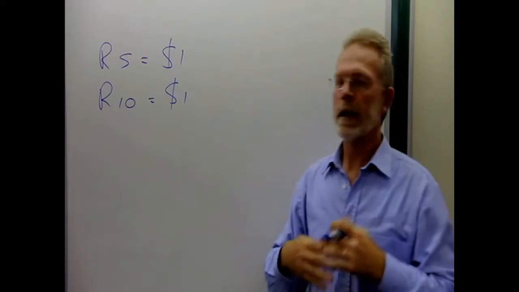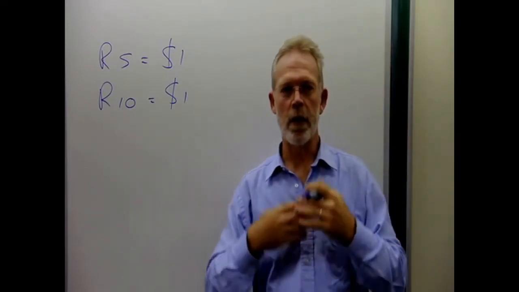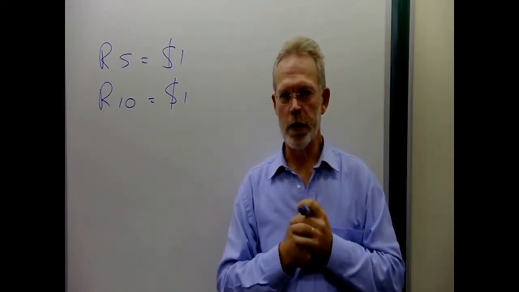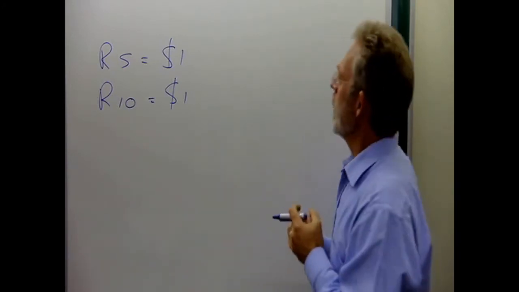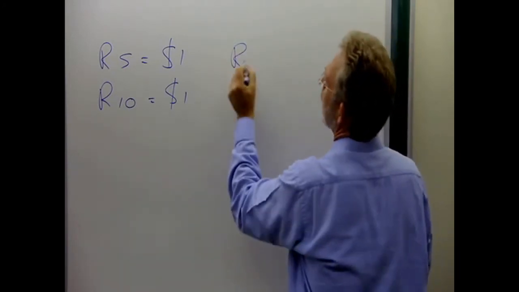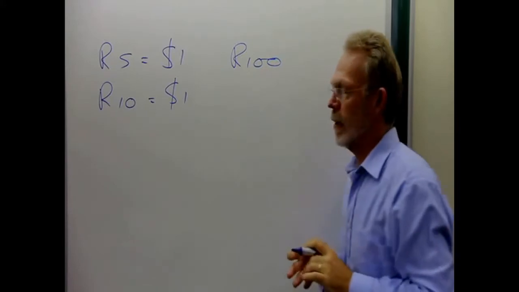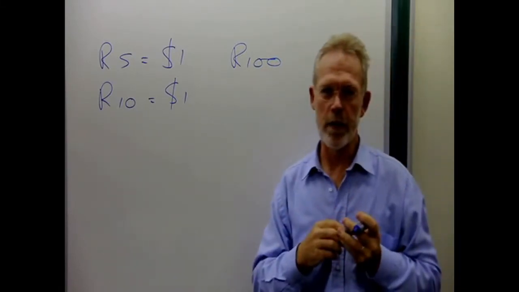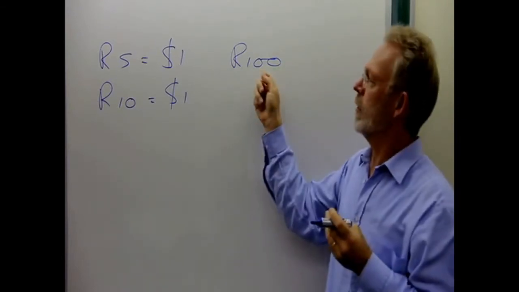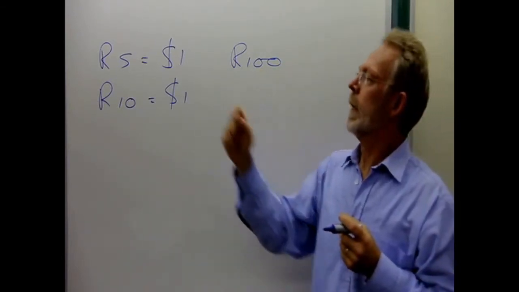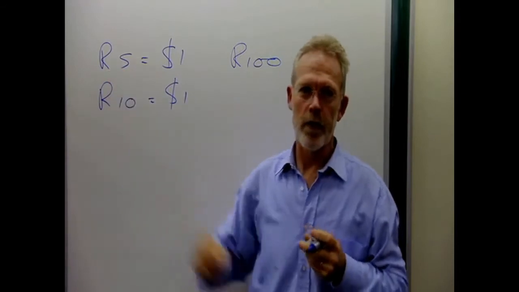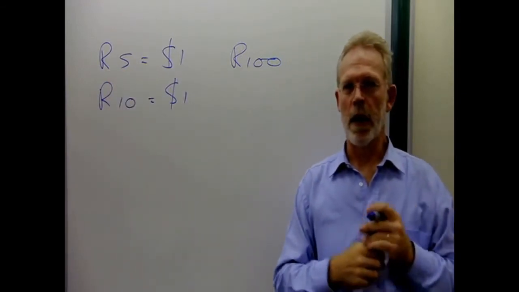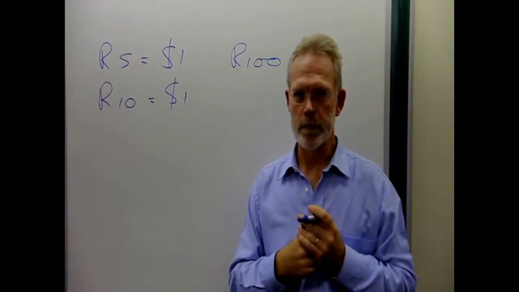Now, let's take exports. We export wine to America. Let's say a case of wine costs 100 rand. If you're an American and you want to buy a case of wine in South Africa, which costs 100 rand, then at an exchange rate of 5 rand to the dollar, how many dollars will it cost you?